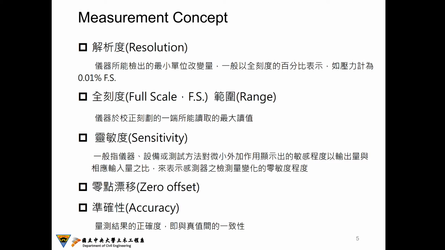Okay, so for the case, say I have a piezometer, a sensor for water pressure. Maybe I can measure the depth range from 0 to 10 meters. So this is my full scale. I have a sensor and a cable, and I'm trying to measure the variation of the water level, ranging from 0 to 10. Mostly, they will show 10 meters of full scale times maybe 0.1% for the resolution.